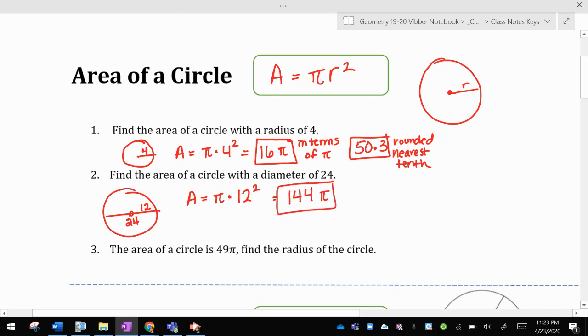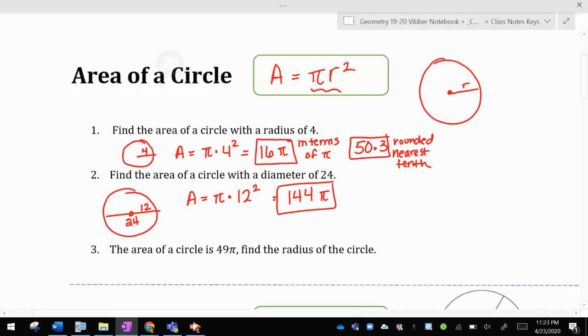And I'm just going to leave this one in terms of pi and not do the decimal. You can always do the decimal in your calculator. Important part about number 2 is make sure that when you're using the formula, you find the radius. So if it's not given to you, figure out what it is.